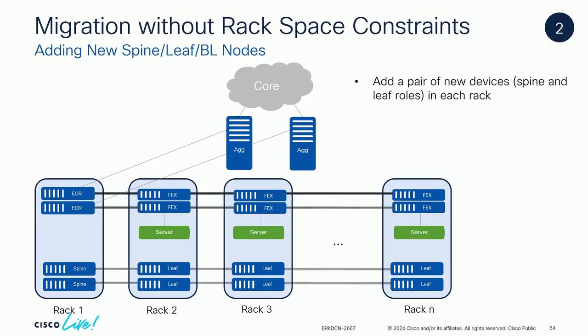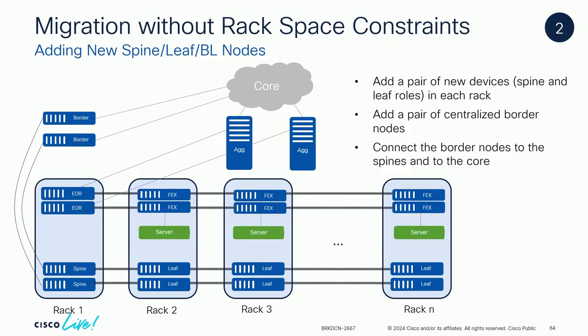If you remember in the constrained case, I had the spines and the leafs in the left side rack, and it wasn't until the very last step I moved leafs to displace FEXs. I have a little more freedom here. As you again might imagine, we will introduce the border gateways and connect them to the core and also attach them to the spines. And if you're running a controller, here's where we would introduce that.